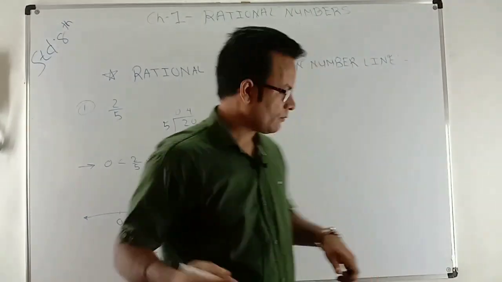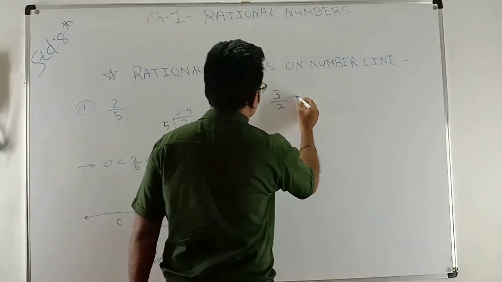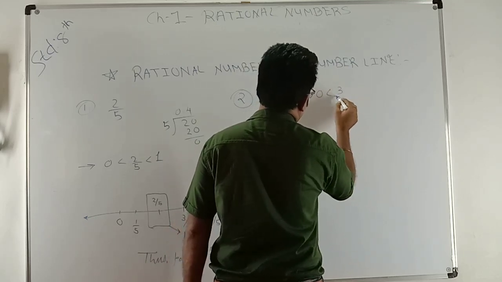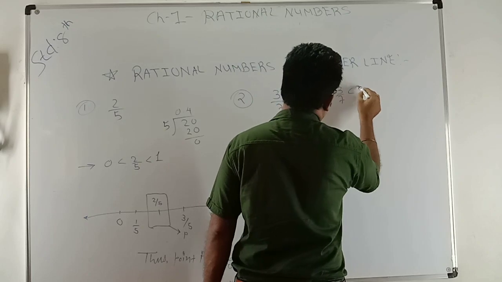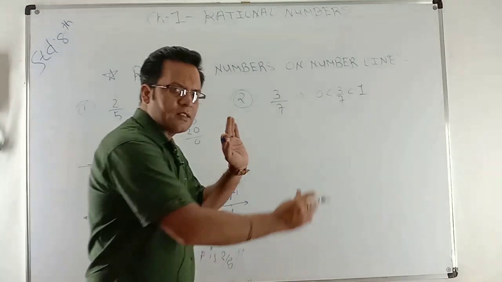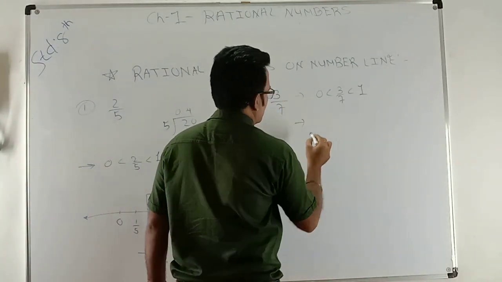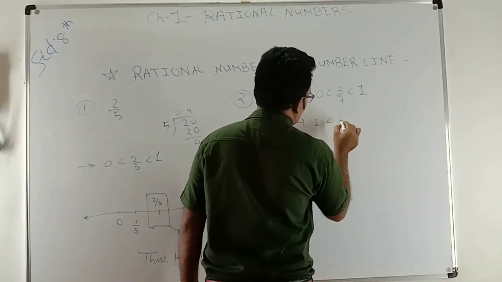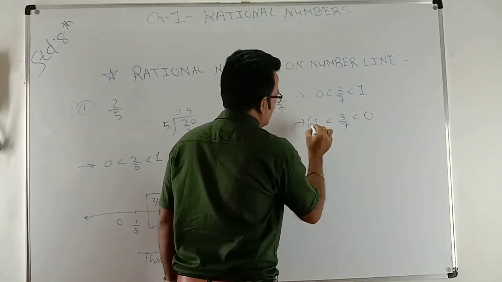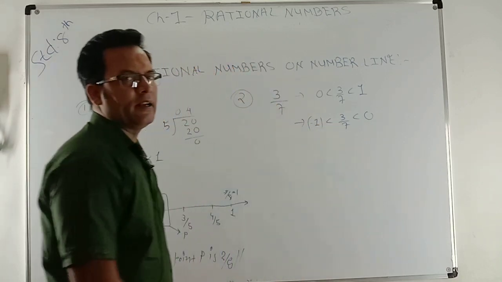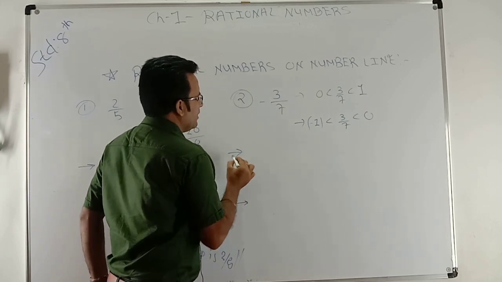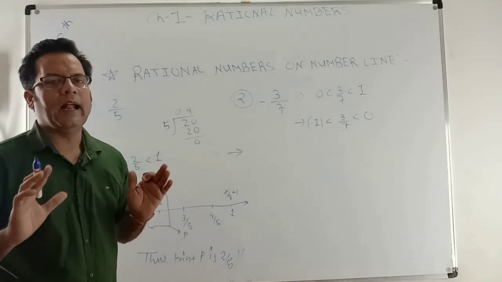How? If this is positive, then you will say 0 less than 3 upon 7 and 3 upon 7 less than 1. Now you just invert it. So what will be there? 1 less than 3 upon 7 less than 0. And here, as it is negative, you have to write minus 1. So the given number is lying between minus 1 and 0.